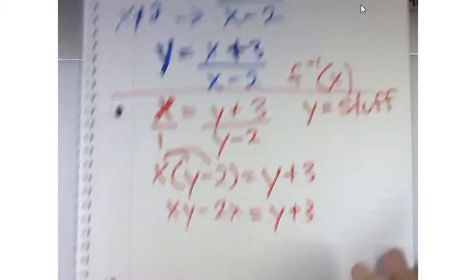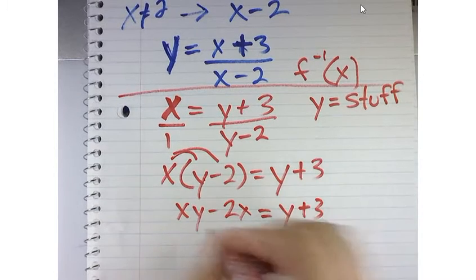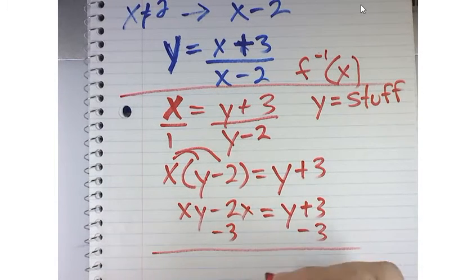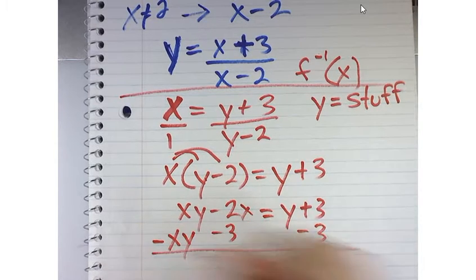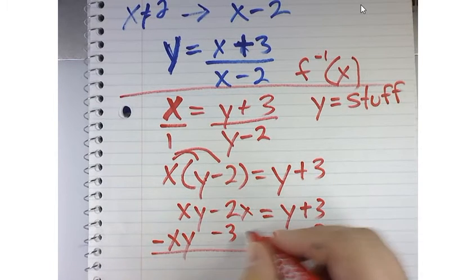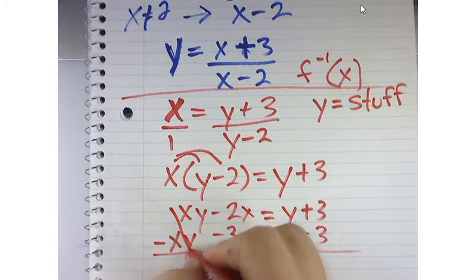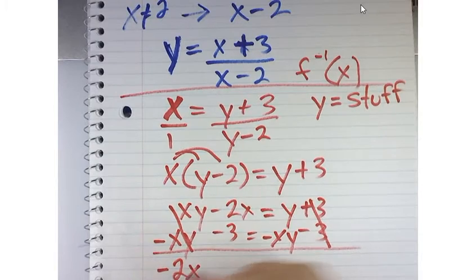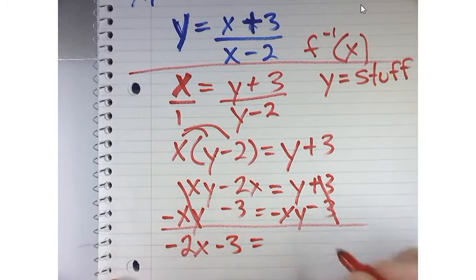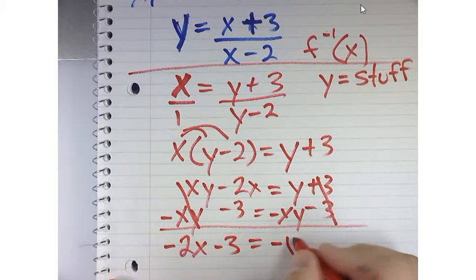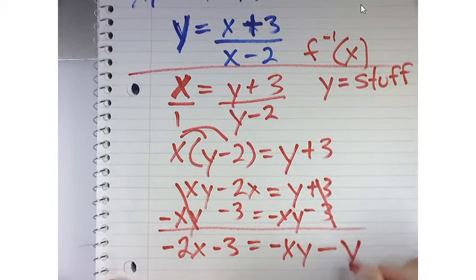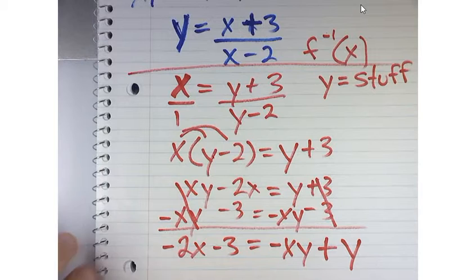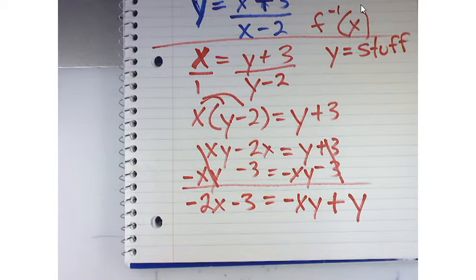Then what I'm going to do is subtract 3 from both sides to move the 3 away, and I'm also going to subtract xy from both sides. And what that will do is these will cancel on this side, the 3's will cancel on this side, and I get negative 2x minus 3 is equal to negative xy plus y. I'll just pause there for a second so that you guys can digest that. Make sure that makes sense to you.